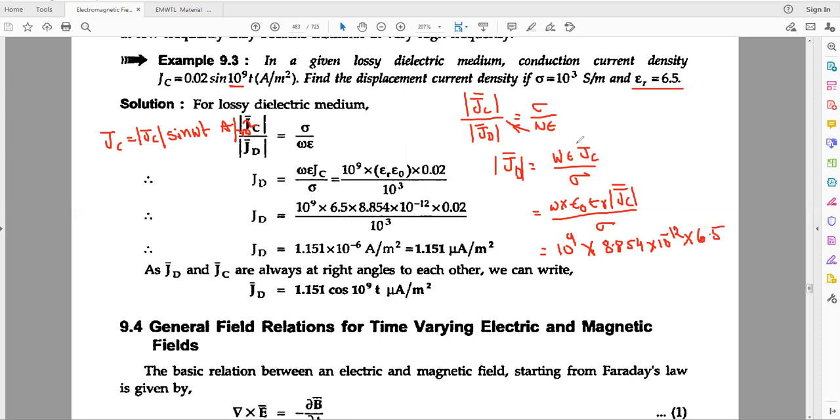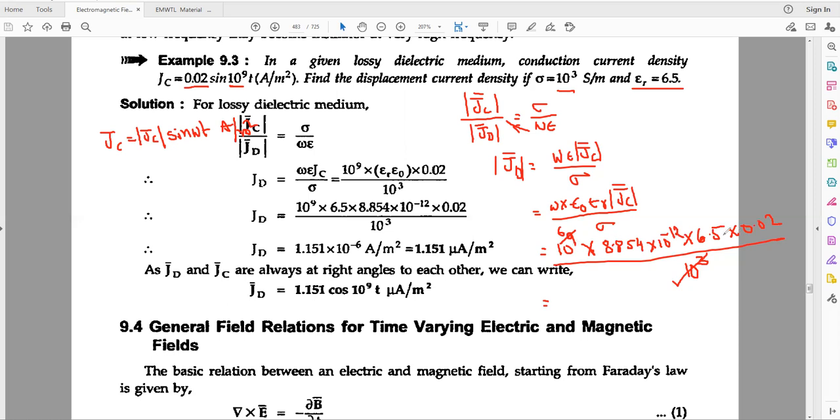And here there is the magnitude of JC. What is the magnitude of JC? Here it is 0.02, substitute 0.02, whole divided by the sigma. What is the sigma given? 10 power 3, the conductivity 10 power 3. So here the 10 power 3 and here the 10 power 9 gives 10 power 6. Got it, Madam?